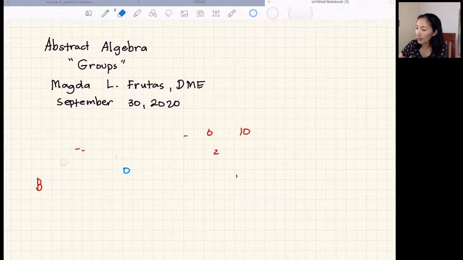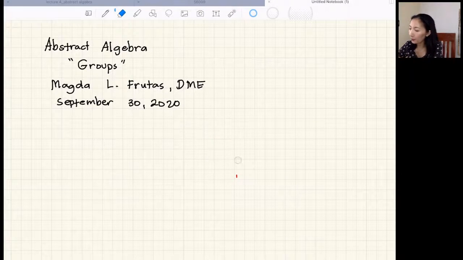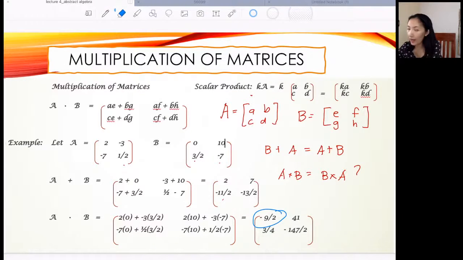A times B not equal to, let's go back. So, what's your answer here? Is A times B equal to B times A? Answer is no. So, only addition is commutative but not multiplication. So, please put that in mind. Now, we move on to the next.